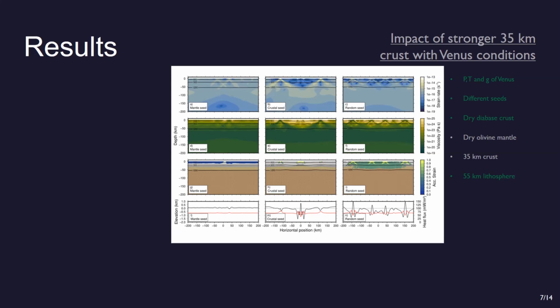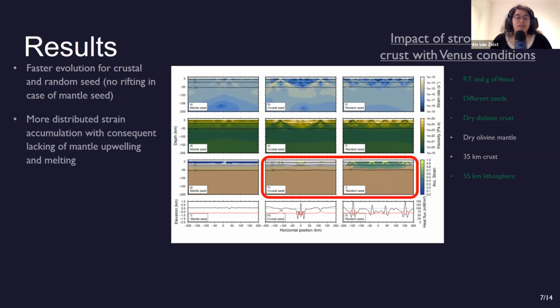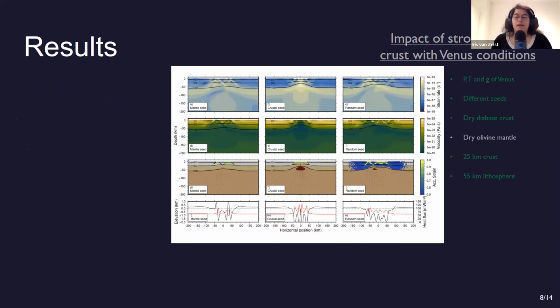So if you click on the next slide, we see that now actually some things are happening, and there is faster evolution for the crustal and the random seed. And then next, there is actually some strain being accumulated, but there is still no mantle upwelling and melting, which is what we would expect to see in a rift on Earth. And then next, we see that there is some topography, and there's also some heat flux associated with it. But it still doesn't really look like the surface features of a rift that we see on Venus, or any rift on Earth, basically. So in the next slide, we thought, okay, we've used a 35-kilometer crust so far.